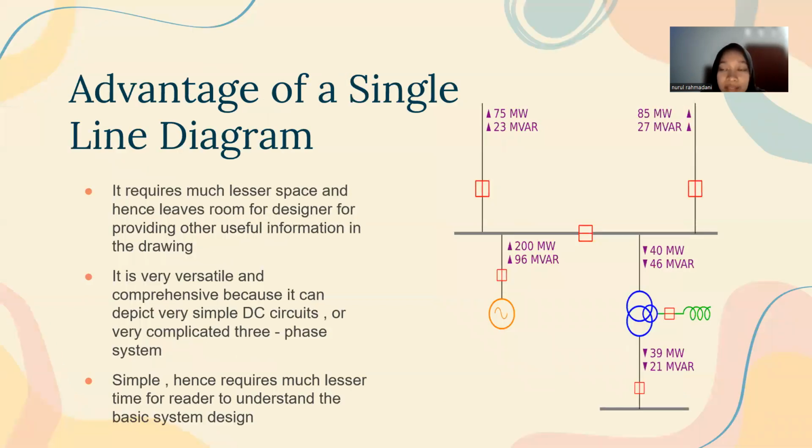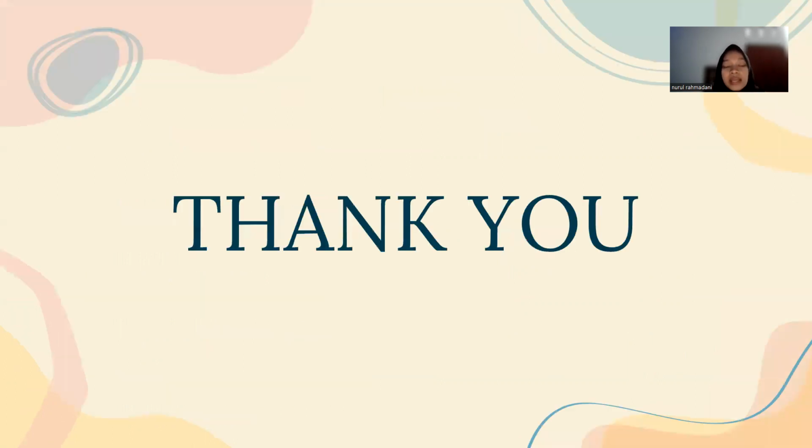And the next is advantage of a single line diagram. A single line diagram has many advantages. The first, a single line diagram requires much less space and hence leaves room for providing other useful information in the drawing. And the second, a single line diagram is very versatile and comprehensive because it can depict a very simple DC circuit or a very complicated three-phase system. And the third, the single line diagram is very simple, hence requires much less time for the reader to understand the basic system design. And that's all for me.